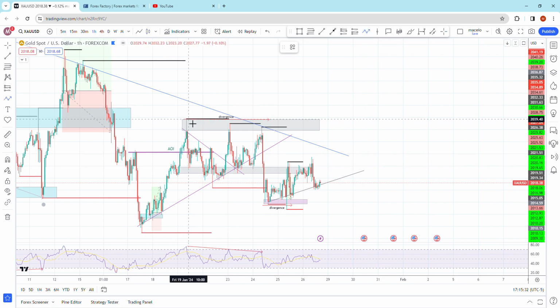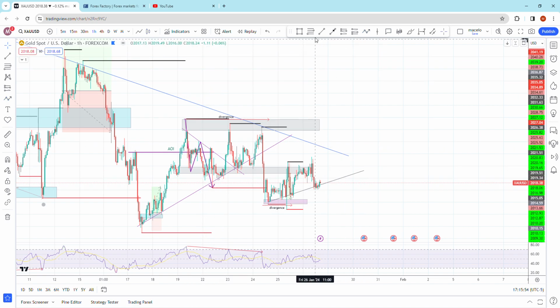We got the impulse here. Price didn't respect this resistance that it broke. So price would initially want to respect this resistance for more buys. Price broke down the resistance, retested, showed this nice rejection here, the bearish candle. So this would have been my point A, point B, point C, point D right there.